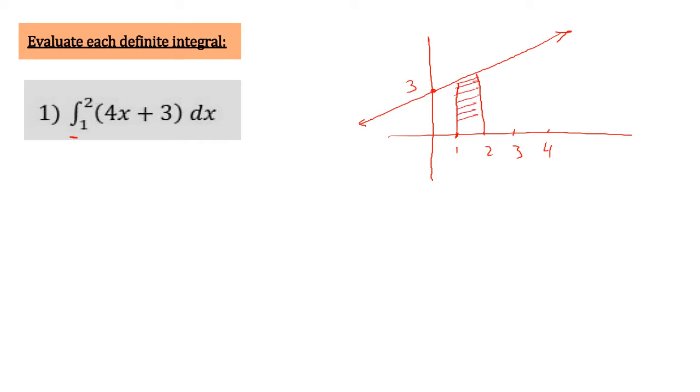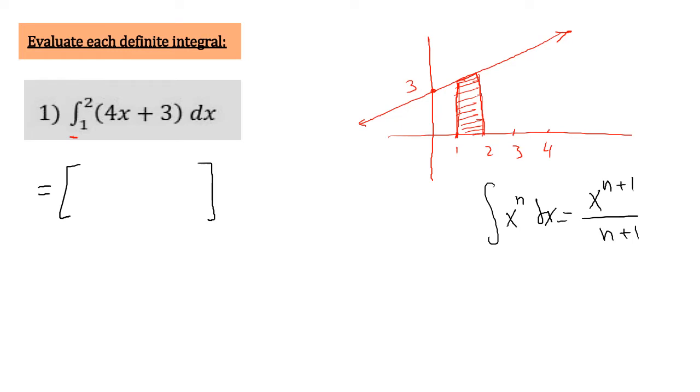for 1 to 2. You can find the area of this trapezoid if you know the length of that side, and it's very easy. You can plug in the value, or you can use the rule of integration. So first you are going to start by finding the integration, and the integration of x to the power of n with respect to x, or dx, is equal to x to the power of n plus 1 over n plus 1 plus c. But in case of definite integral, we don't write the c.